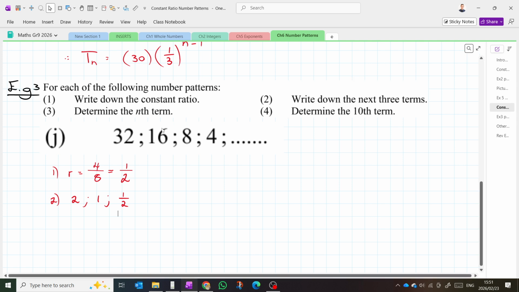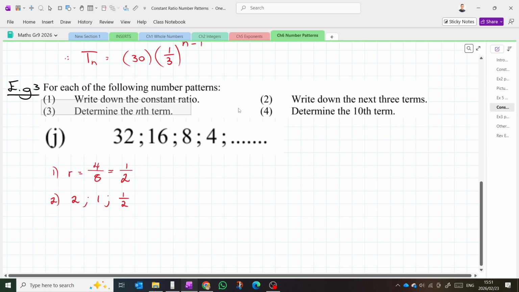Okay, that's also something you will pick up with a constant ratio number pattern. They will never go from positive to negative. They're not going to change signs. So this will get infinitely smaller, will become a smaller and smaller fraction, but it's never going to turn negative. Okay.